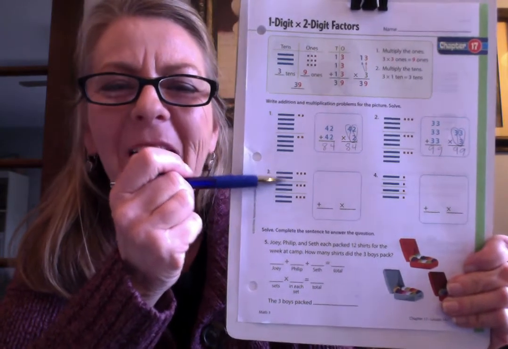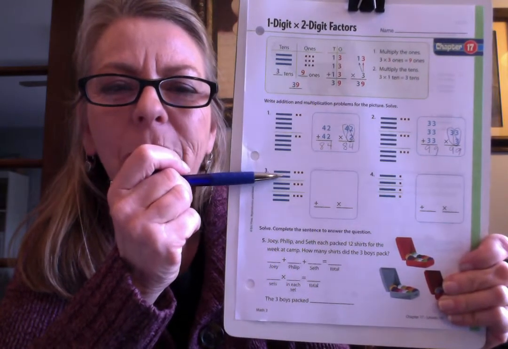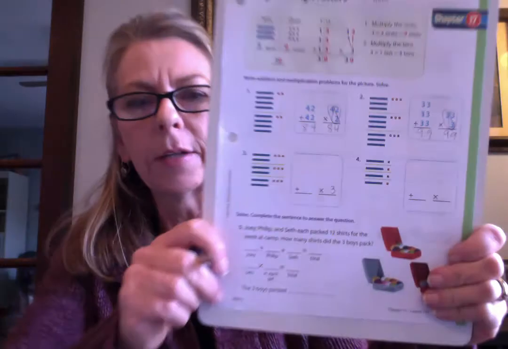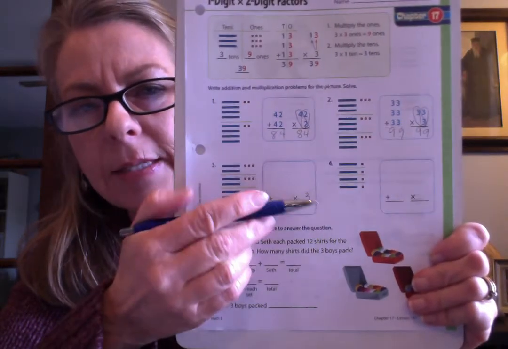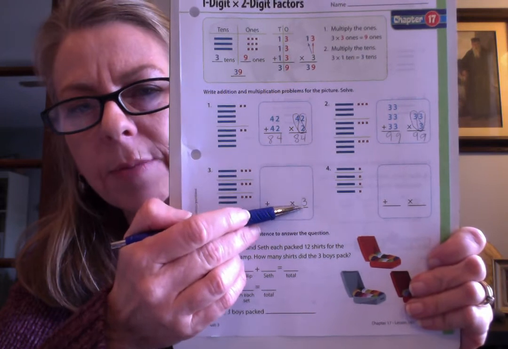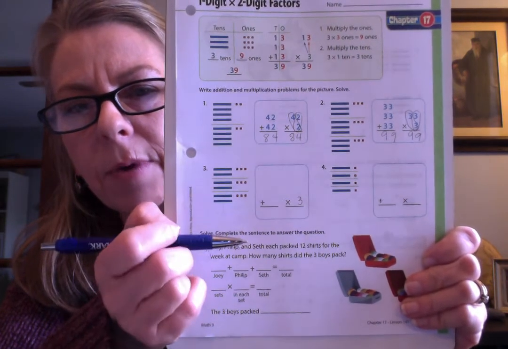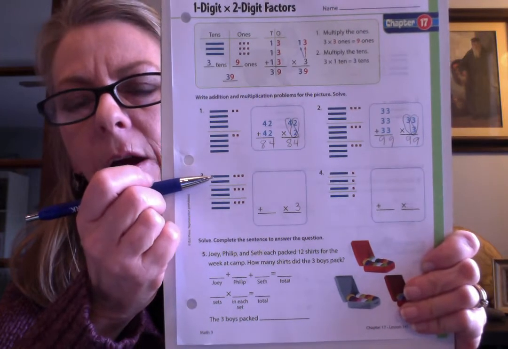Number 3. How many groups do we have? We have 1 group, 2 groups, 3 groups. So that's going to be our multiplier. We have 3 groups. So I know I can put the 3 down here. And it's not 13 or 23, so I'm going to leave that tens place vacant and just write my 3 ones. Okay, so how many are in each group?